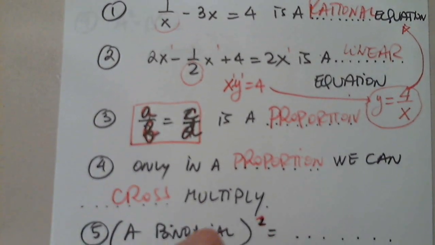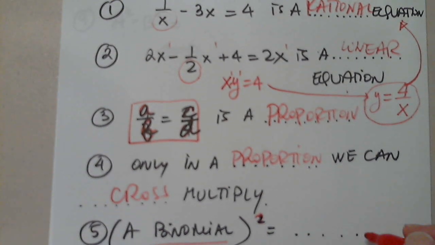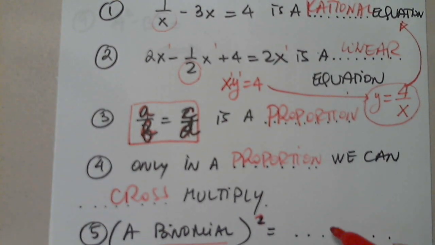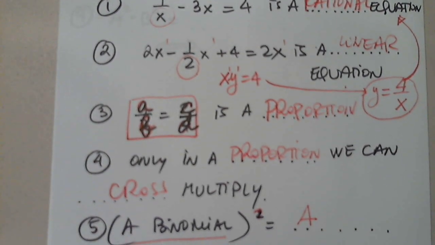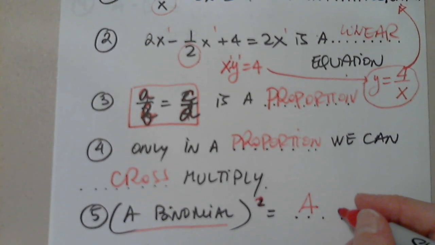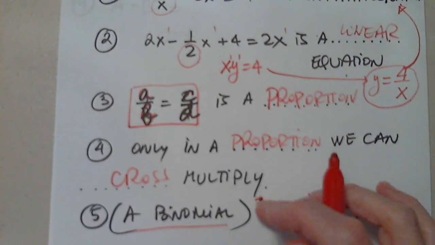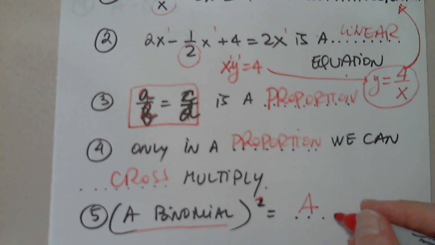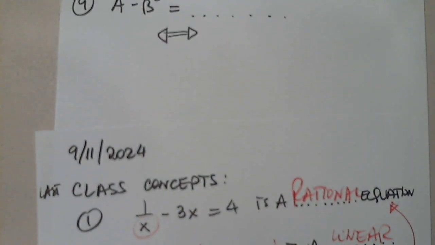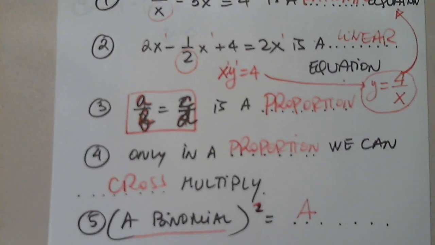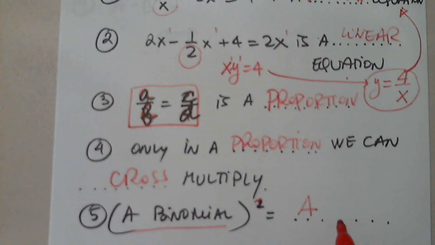Binomial squared turns out to be always a what? Positive number. Correct. But when we square a binomial, we always get? Difference of 2 squares. No. This is a difference of 2 squares. We're going to get there in a minute. So binomial squared is always a.